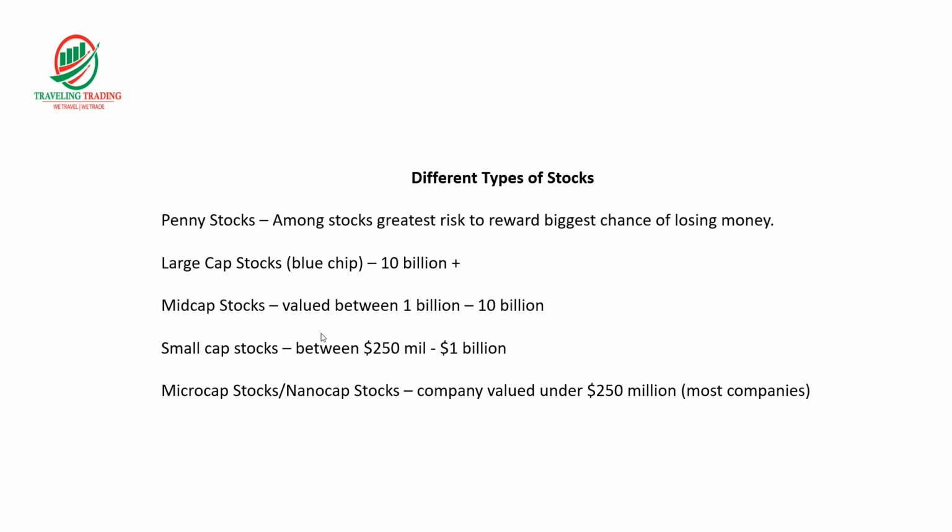Then there's mid cap stocks. These are valued between 1 billion and 10 billion in dollar value. And then there's small cap stocks, which is my favorite. They're between 250 million and 1 billion in valuation. And then micro cap stocks is also my second favorite. It's companies that are valued under 250 million, which is generally most companies for the most part. So between micro caps and small caps, those are my favorite ones to trade throughout the day. So those are the different types of stocks that are available, with different valuations and different price points.